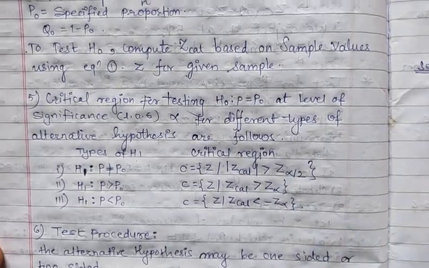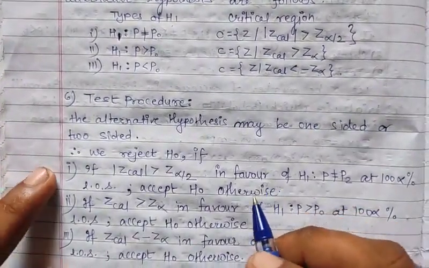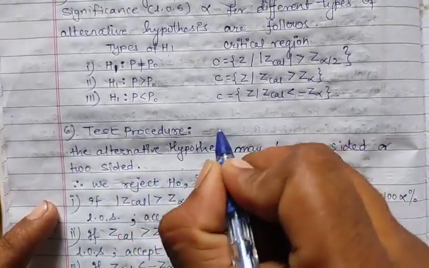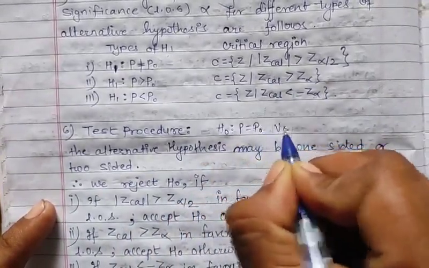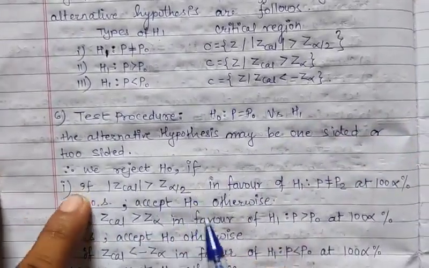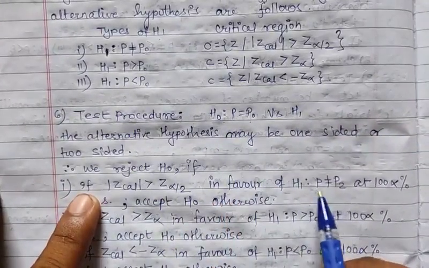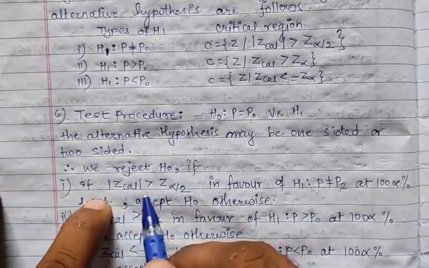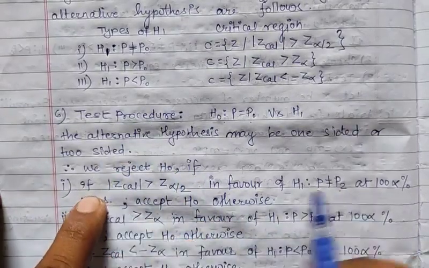Now, see the test procedure. The alternative hypothesis may be one-sided or two-sided. Now, if we reject H0, what is our H0? Our H0 is P is equal to P0 versus H1. If H1 is P not equal to P0, and it satisfies the critical region mod Z calculation greater than Z alpha by 2, then we reject H0.